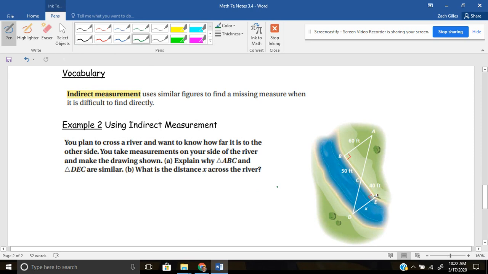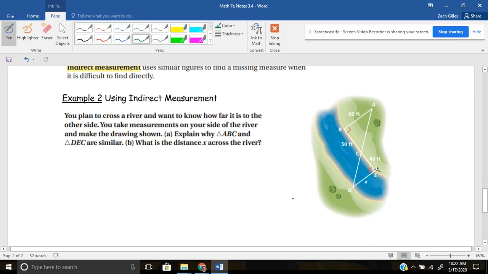All right, a little bit of vocab, and then example 2 will finish it up for us today. It says an indirect measurement uses similar figures to find a missing measure when it is difficult to find directly. All right, so here's a case of when we can use indirect measurement.